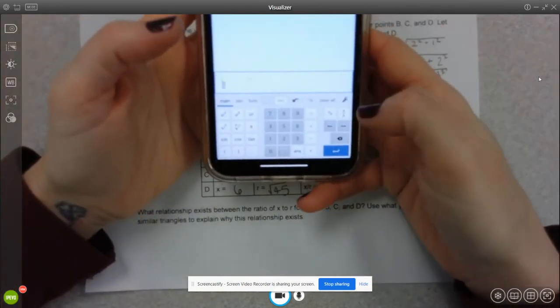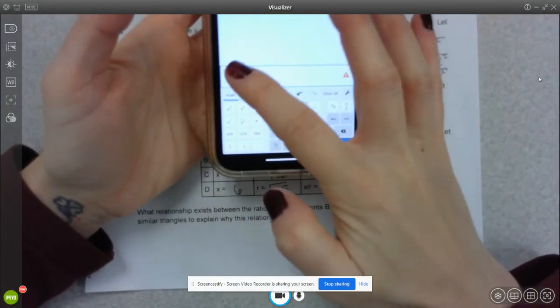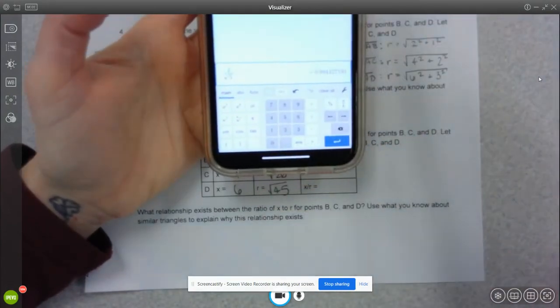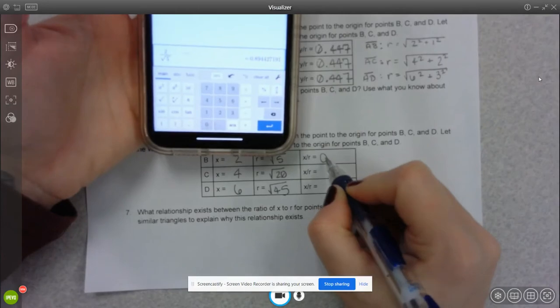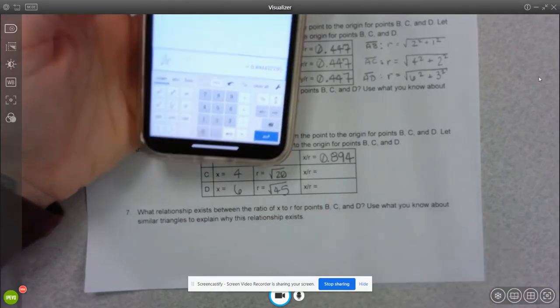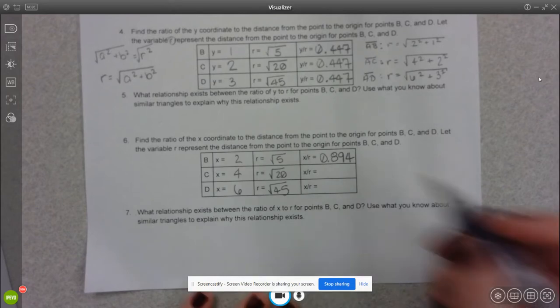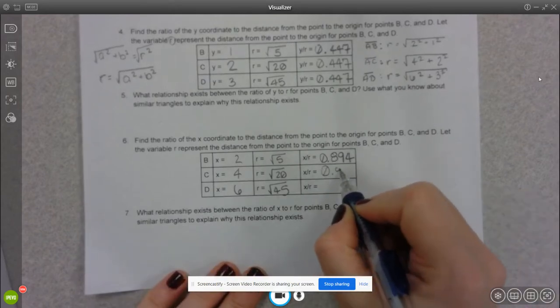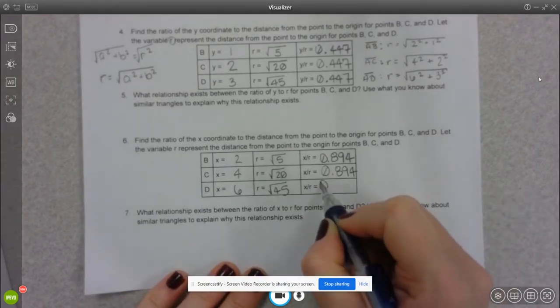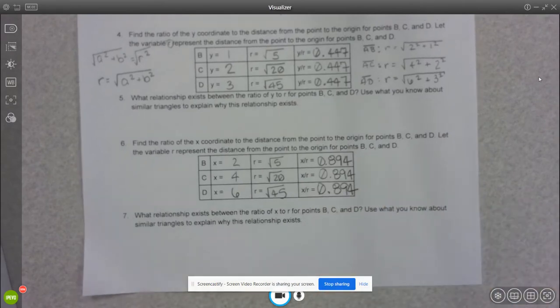So I have 2 divided by the square root of 5, which is 0.894. And I'm not going to actually type the rest of them in. I've already done this and confirmed this. But these all end up having the same ratio.